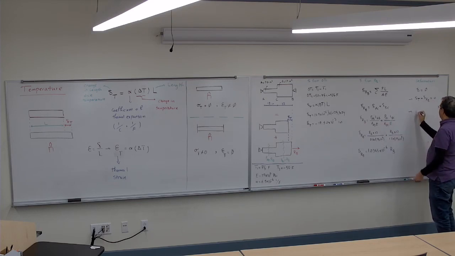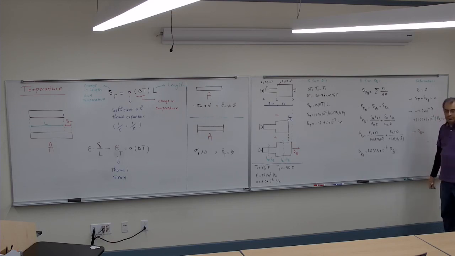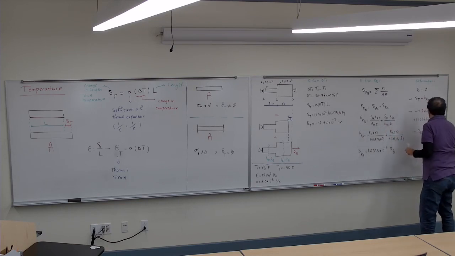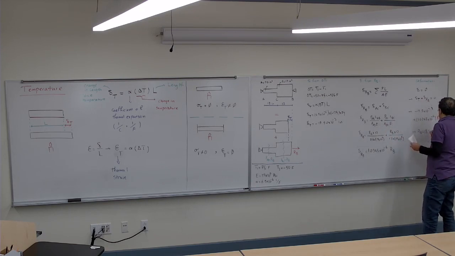Therefore, negative 19.5 times 10 to negative 3, plus that number, 1.0345 times 10 to negative 6 RB, should be 0. Therefore, RB would be how much? 18.85 times 10 to 3.